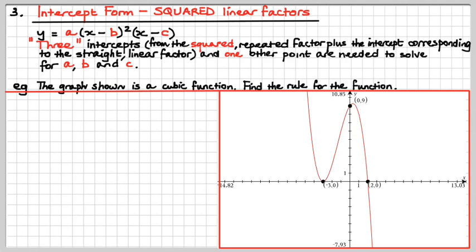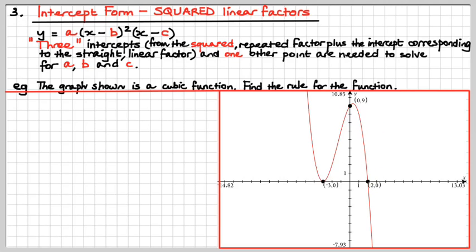And one other point is needed to solve for A, B and C. Now here's an example. Look at this. That's a squared one, because at this point the graph just comes down here at x equals -3, and it zooms away without cutting through the x-axis, right? So that is a squared linear factor. That'll be x plus 3 all squared. This one will be x minus 2, because that's a straight cutting through one, a straight linear factor.